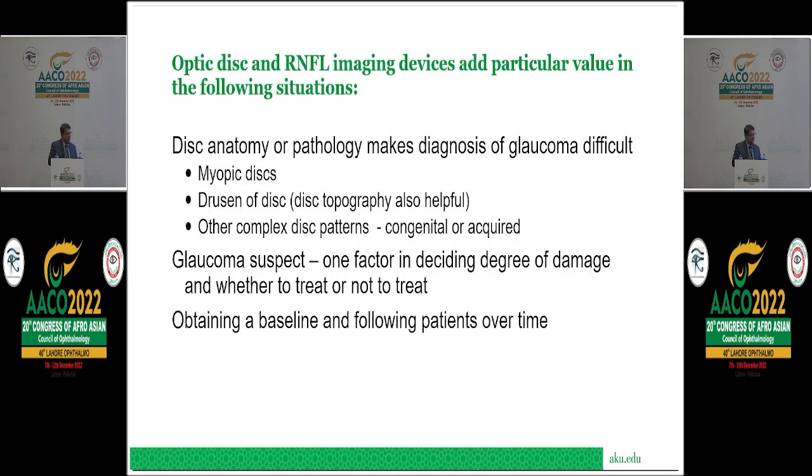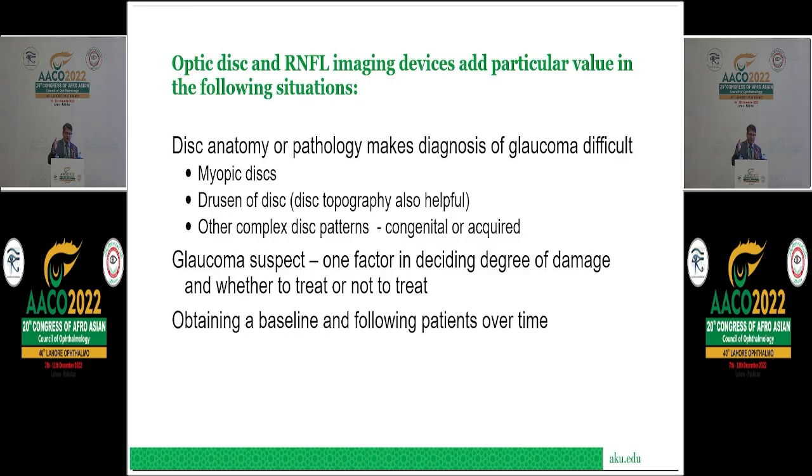And finally, I think in my practice, although I do utilize it as a standard to follow patients, it's not practical for all patients because of the socioeconomic background and challenge with the costs. And so I tend to use it in those patients if I'm concerned about other pathology that's more complex, such as drusen or myopic discs, where I want a bit more detail, or a suspect. I'm trying to decide, is this actually glaucoma, or is it maybe a low risk or a high risk suspect?